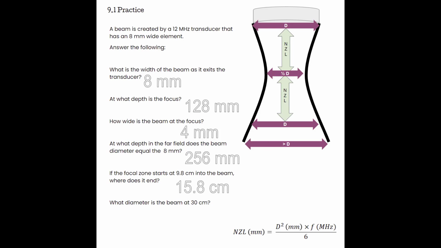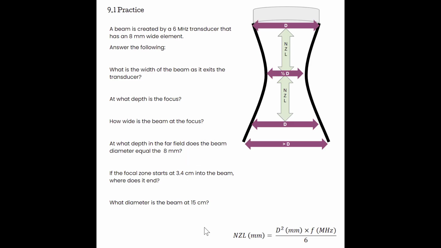Our last question then is, what diameter is the beam at 30 centimeters? This one might have thrown you off a little bit because there honestly isn't a good answer other than that it's just greater than 8 millimeters. We know at 25.6 centimeters, we are back to 8 millimeters. The only thing we really know back here, and the only thing you really need to know back here, is that it's going to widen more than the diameter of the transducer after this point. Had this been a multiple choice and I gave you the options of 6, 7, 8, or 9, the correct answer would have been 9, because you just needed a number that's greater than the diameter, or greater than 8 millimeters in this case.